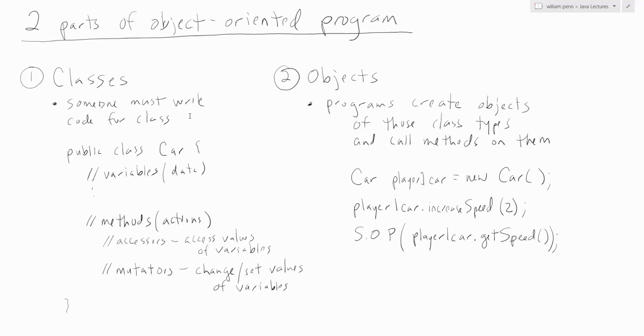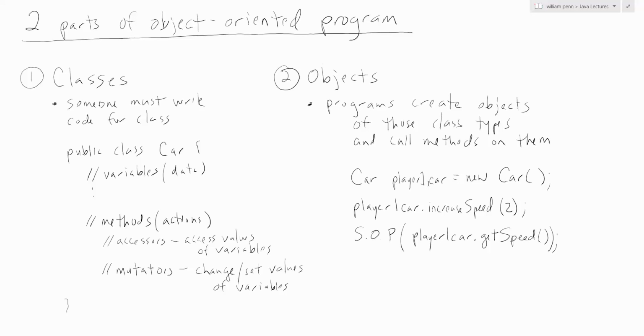And then once somebody has created the class, now other programs can use that class to create objects of that class type. So again, in some other Java file, we could now have code that looks a little bit like this. If somebody has created a class for a car, over here we can now create car objects. So I could create a car called player one car, right? There's the line to actually create that object called player one car.